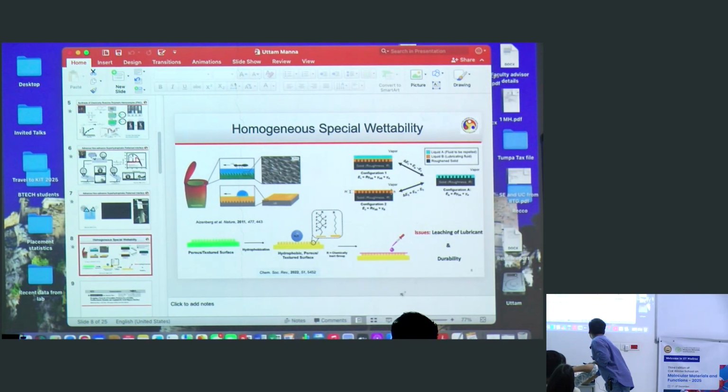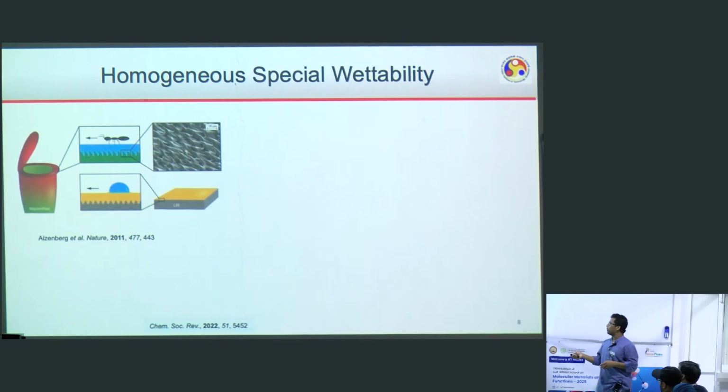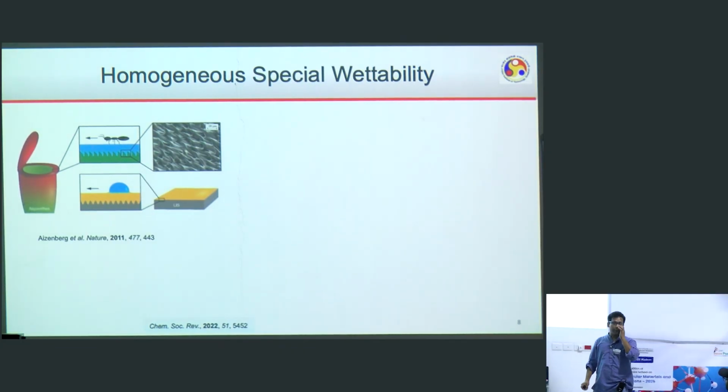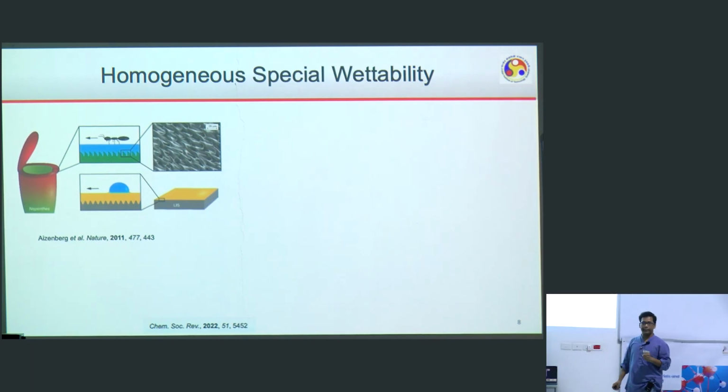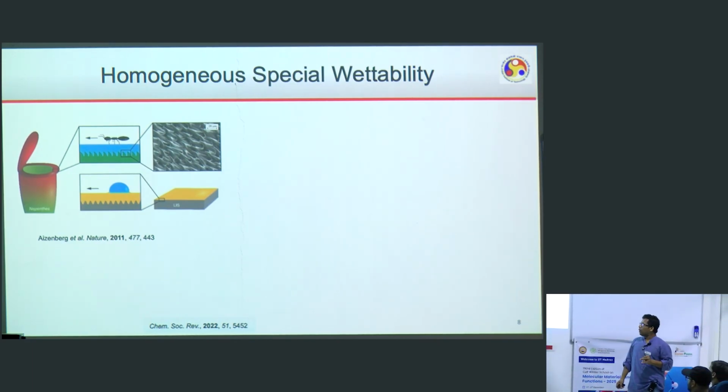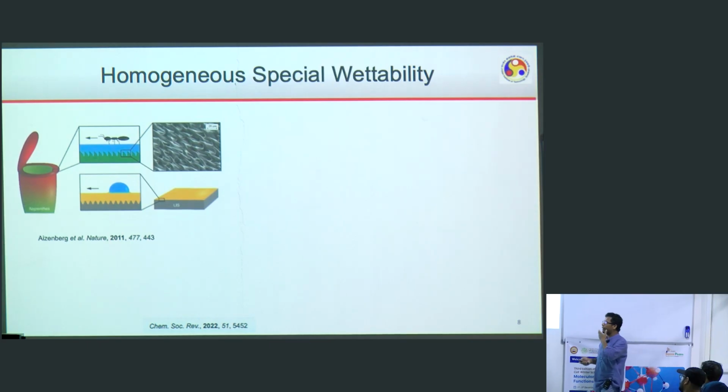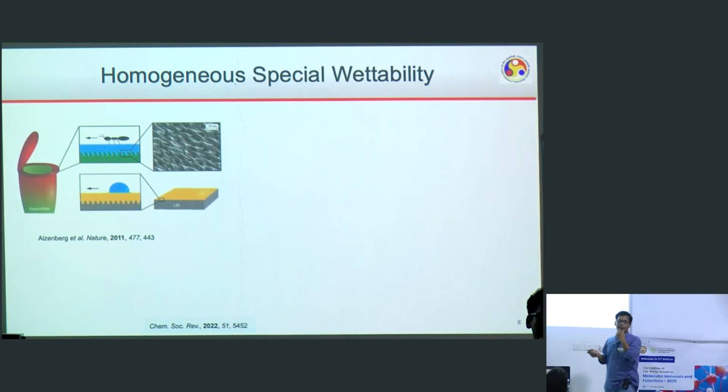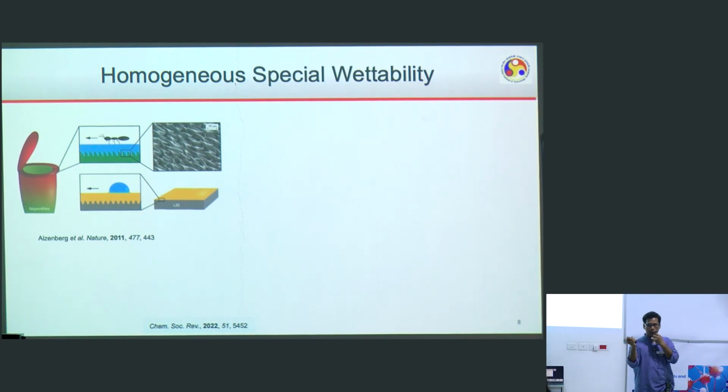Now, giving you this sort of flavor, I move forward to another topic, that is functional interface based on homogeneous liquid wettability. Okay. Now, this interface is primarily inspired by the Nepenthes pitcher plant. I think most of you know this is a plant, but it's carnivorous. It's non-vegetarian. So it takes its nutrition not from the soil. It takes it from insects.